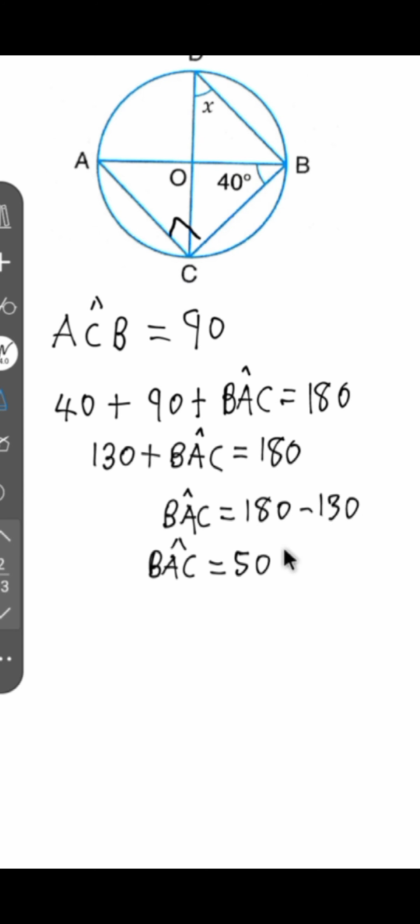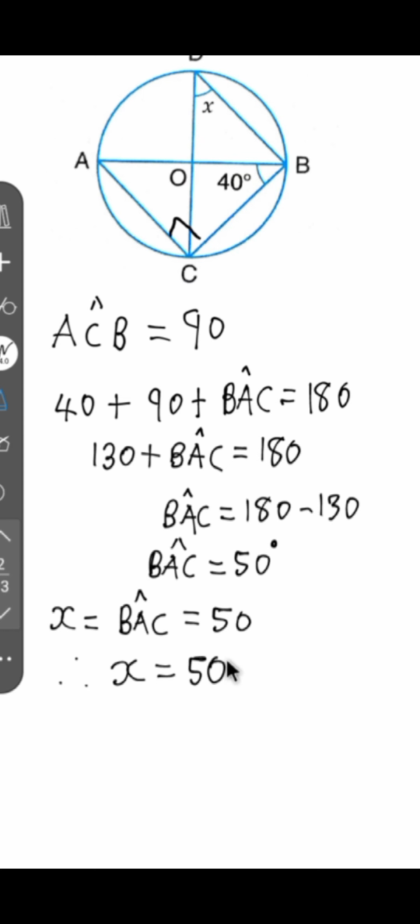50 degrees. Then now, if you look at this, one of the laws states that angles in the same segment are equal. That means x is equal to BAC. So x is equal to angle BAC, which is the same thing as 50. Therefore, x equals 50 degrees. So let me check again if I have another one. No. Let's stop here.